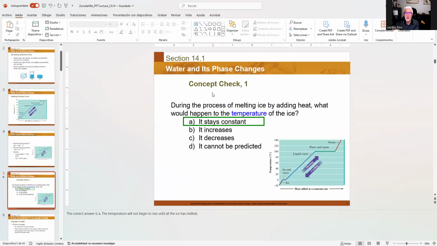Here we have a question. During the process of melting ice by adding heat, what would happen to the temperature of the ice? Well, during the change of the state, that is a physical change, by the way, because we continue having water molecules, the temperature remains constant, as you can see here.